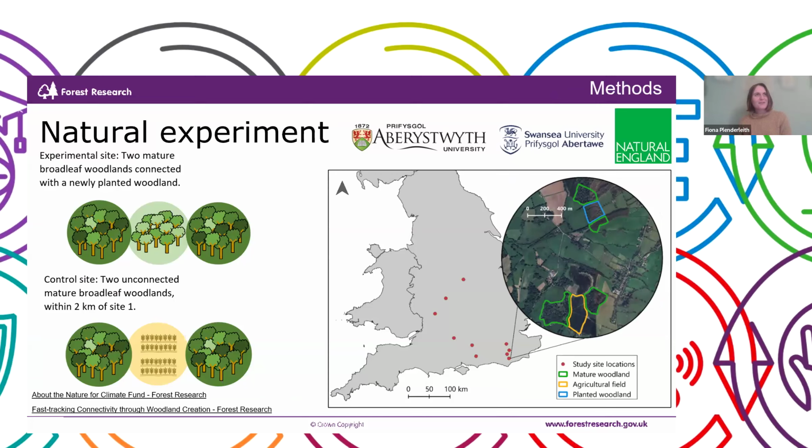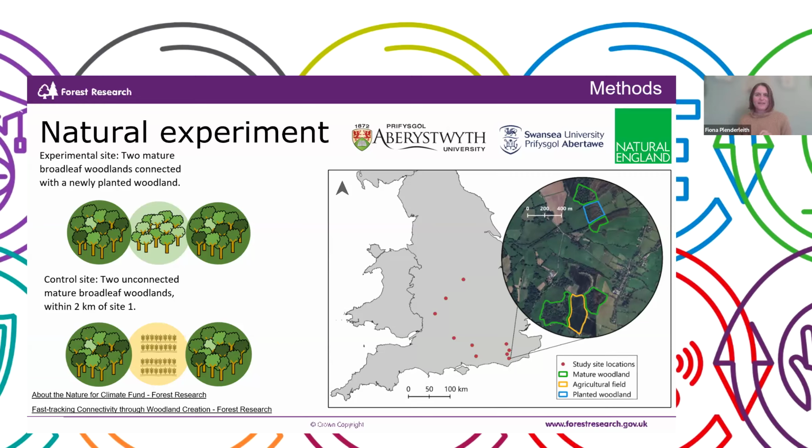The constraint we have with studying woodlands often is that woodlands take a long time to develop. So I've used this term new woodland a lot, and what I mean by a new woodland is actually a 20 to 30-year-old woodland. So it's still quite old, but our ancient woodlands are much, much older than that. So we have to resort to what we call natural experiments or space-for-time studies to try and study the impacts of woodland creation on species movement.